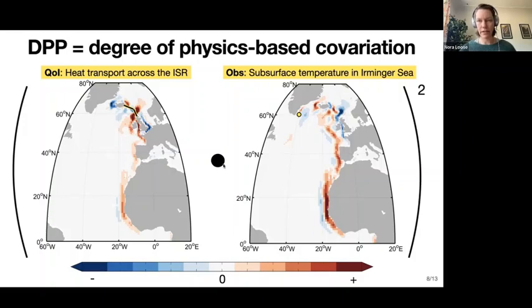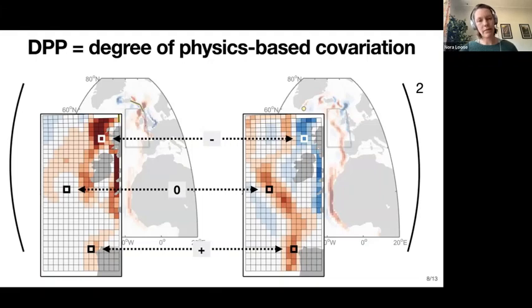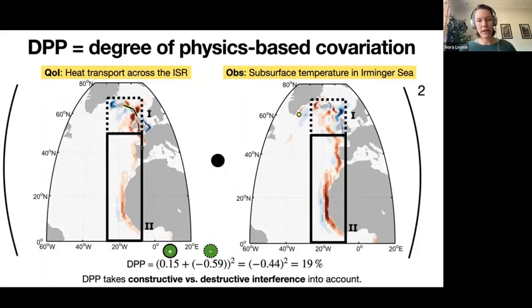So how is this dot product taken? You multiply the normalized sensitivities grid point wise and add everything together. So grid points in box number 2 lead to a positive contribution, while grid points in box 1 lead to a large negative contribution. And then, adding these two values and squaring the result gives us a value of 19%. What's worth noting here is that the DPP takes into account constructive versus destructive interference of this covariation versus anti-covariation, right?